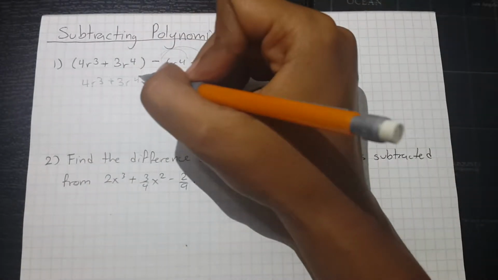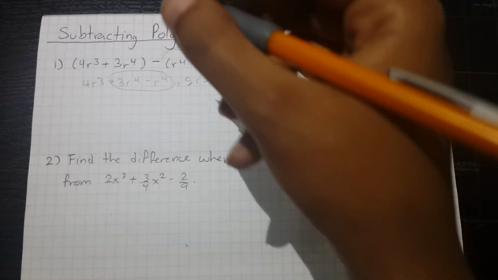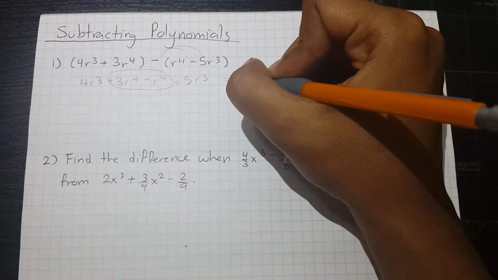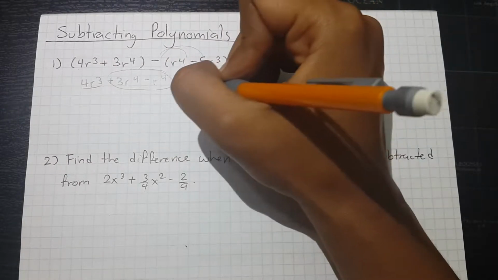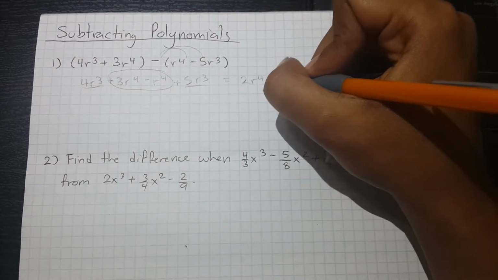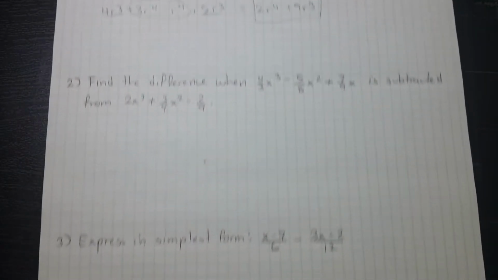Let's combine like terms using the highest degree. So here we have 3r to the fourth minus r to the fourth. That's going to give us 2r to the fourth, and then we end up with 4r cubed plus 5r cubed. That's going to be plus 9r cubed, and we're pretty much done. Great. Let's move on to the next one.